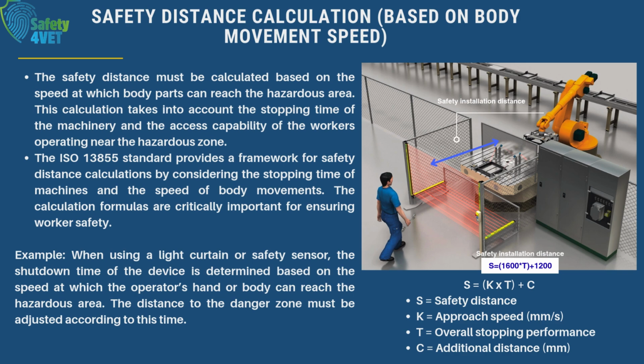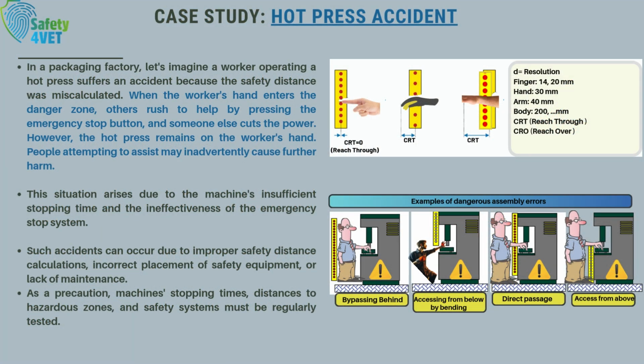The ISO 13855 standard considers machine stopping times and operator access speeds to calculate these distances. For example, when using a light curtain, the sensor detection time should be adjusted according to the operator's movement speed. This case resulted in a worker losing their hand under a hot press due to incorrect safety distance calculations. Such accidents occur due to incorrect stopping time adjustments or inadequate safety systems in machines. Therefore, it is crucial to calculate safety distances correctly and test the systems regularly.